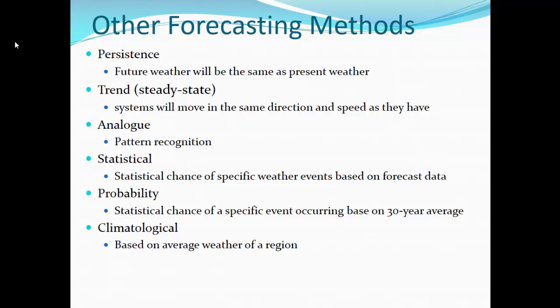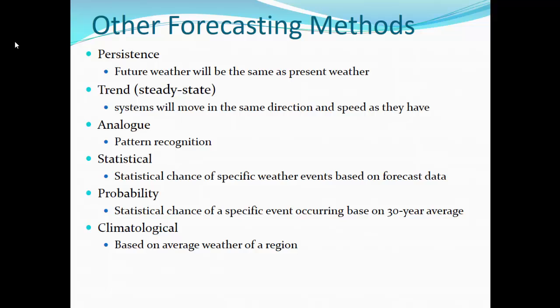Analog forecasting is simply looking at the pattern, the upper level patterns, the surface patterns, and recognizing when in the past those patterns have been similar, and then determining how those past weather patterns played out and using that to produce a forecast. Statistical weather forecasting gives a statistical chance of a specific weather event based on forecast data.